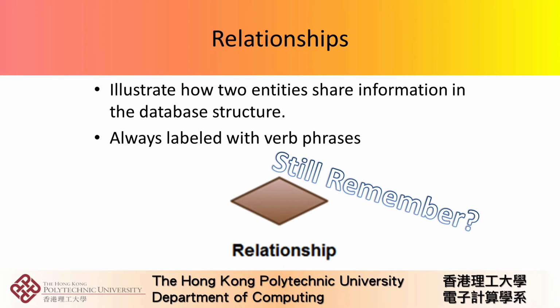In Lesson 1.1, you learned what relationships are. Do you still remember? Relationships illustrate how two entities share information in the database structure. It's already labeled with word phrases. A relationship is represented by a diamond in an ER diagram.